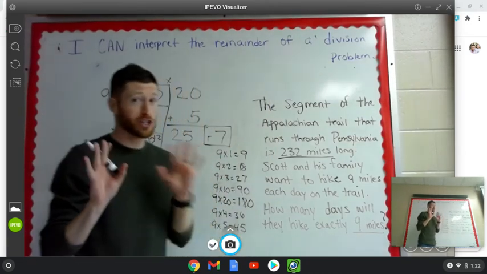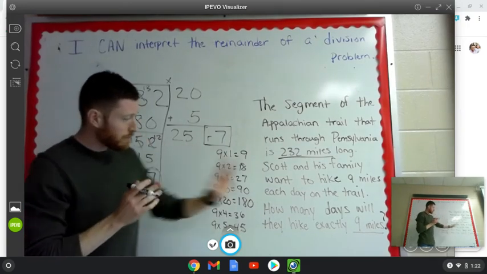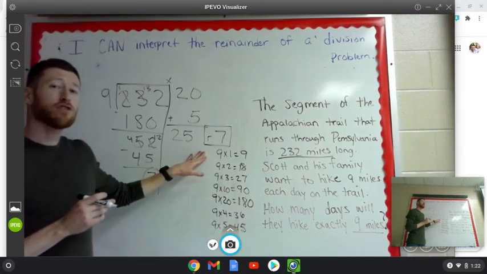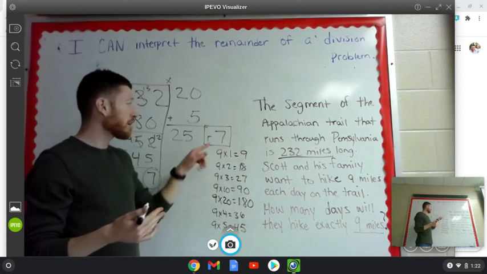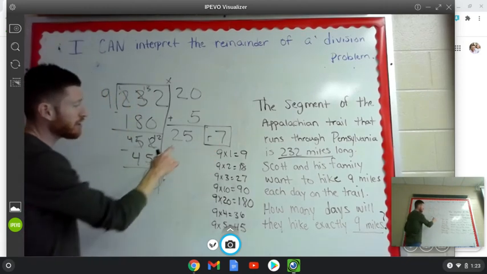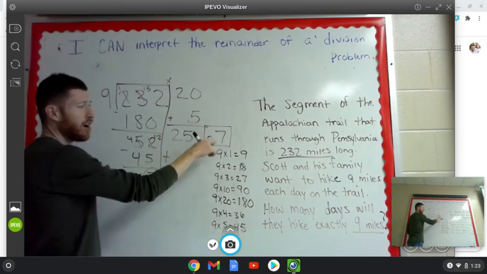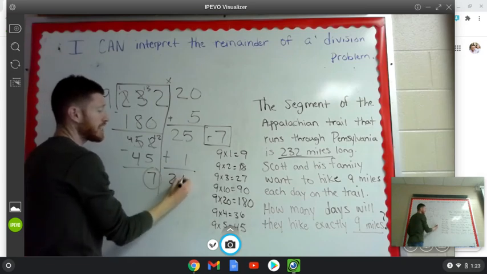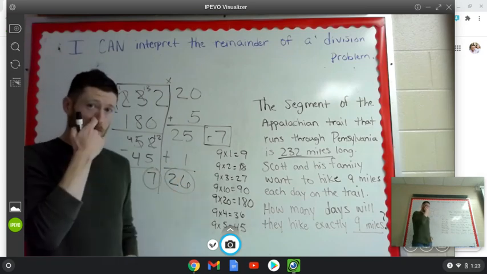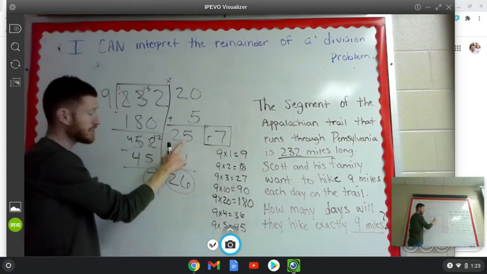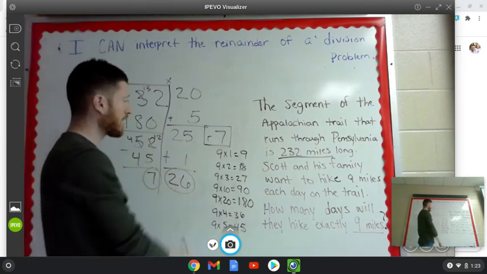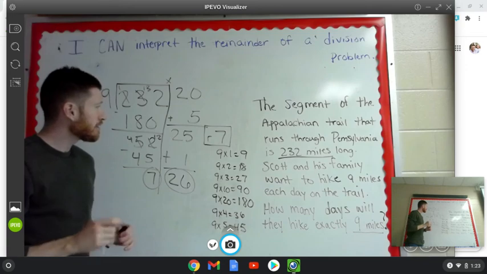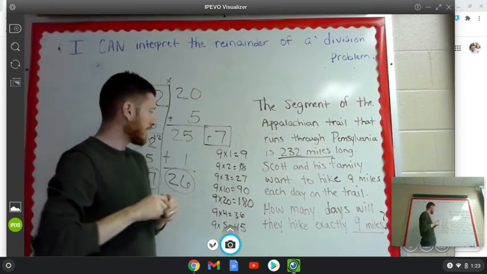If I've come that far, I'm going to do the 7 more. But if they are committed to only hiking 9 miles a day, then they're going to have to add on another day to complete these 7 miles. So even though the answer is 25, to complete all 232 miles with this remainder of 7, it's really going to take them 26 days to complete all of it. So they'll hike 9 miles for 25 of those days, and on that 26th day, they're going to hike just 7 of those miles to finish off. So a little bit of a shorter day on that last day, so that's nice.